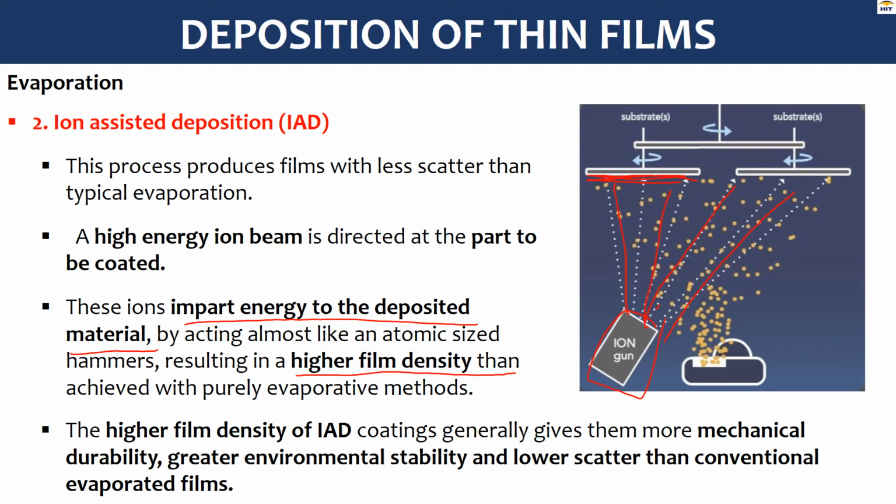This energy imparted on the deposited metal acts like atomic sized hammers. Because of the action of these atomic sized hammers, it results in this high film density on the substrate material. Because of this high film density, you can rest assured that you get more mechanical durability and more environmental stability when you do ion assisted deposition.